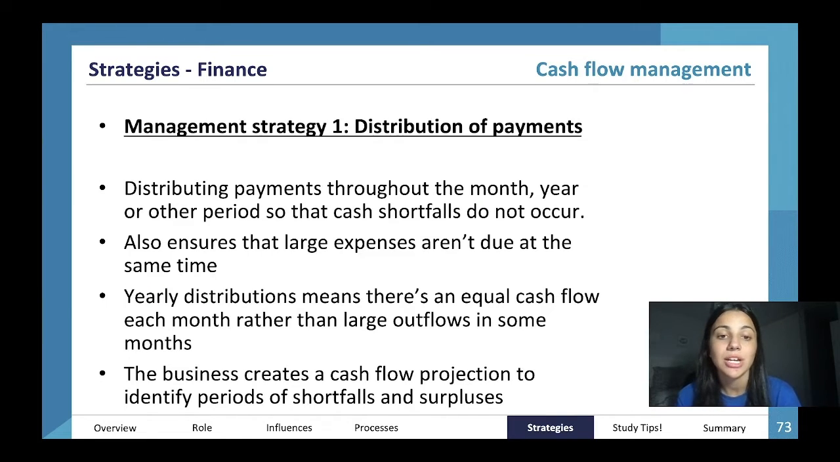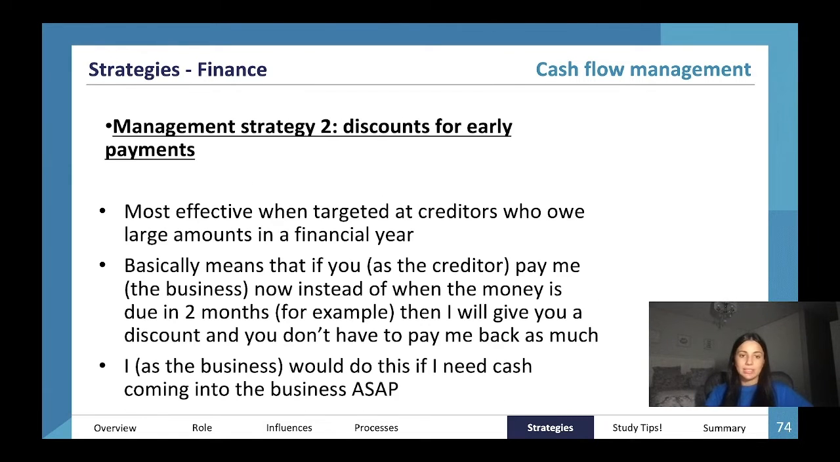Now, management strategy 1 is distribution of payments, which is distributing payments throughout the month, year, or other periods so that cash shortfalls don't occur. You don't want all your large expenses due at the same time. So yearly distributions mean that there's equal cash flow each month rather than large outflows in certain months. And this allows the business to have a cash flow projection to identify periods of shortfalls and surpluses, and then better distribute and organize their money.